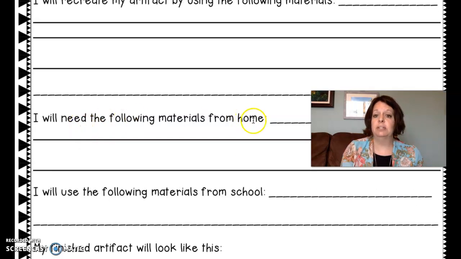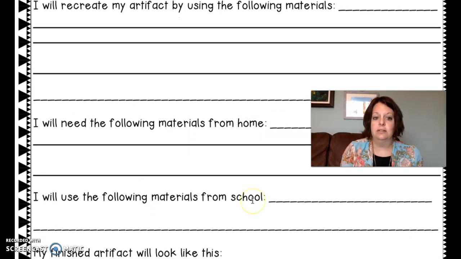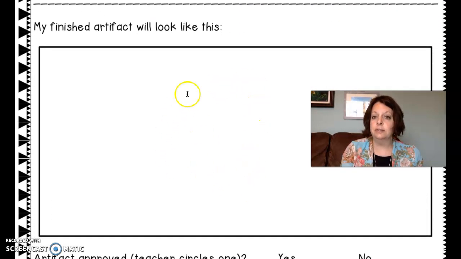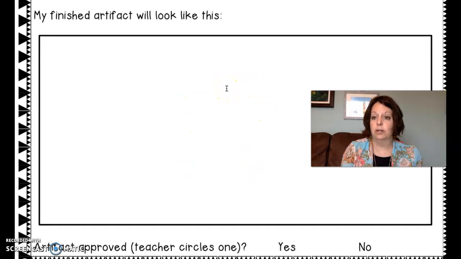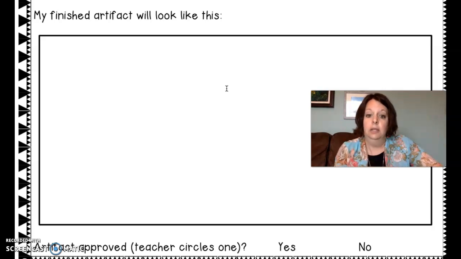You will need the following materials from home. That's kind of like the same thing as this, again, because this form was designed for use at school. So if you want to put an X on that, you may. Otherwise, you can just write that as well. My finished artifact will look like this. And then you'll just draw what it looks like. And then, of course, you're going to present your actual artifact on the Flipgrid like you presented your instrument.